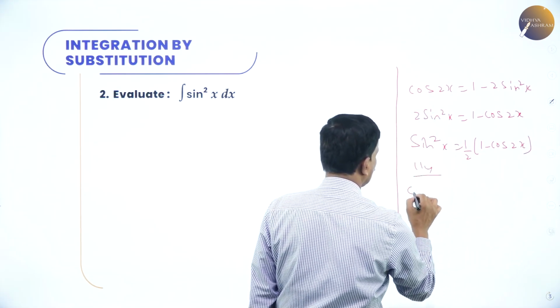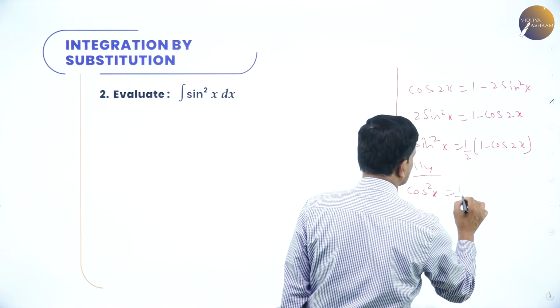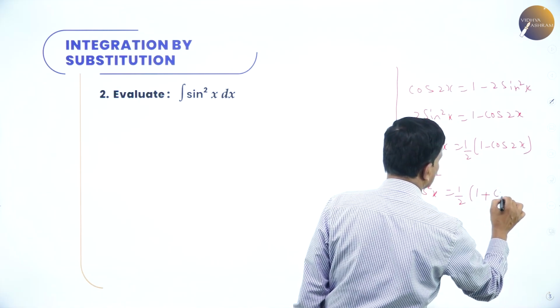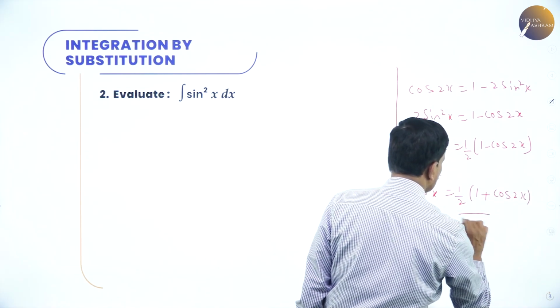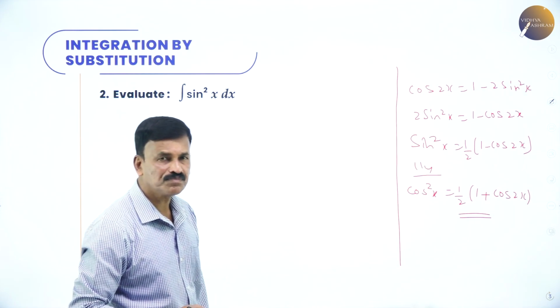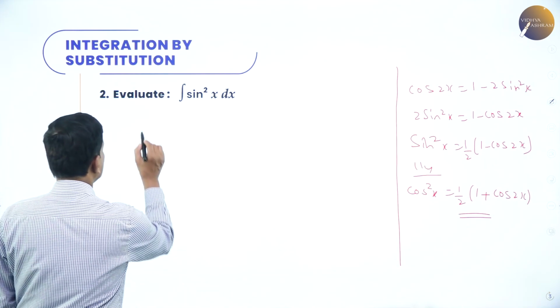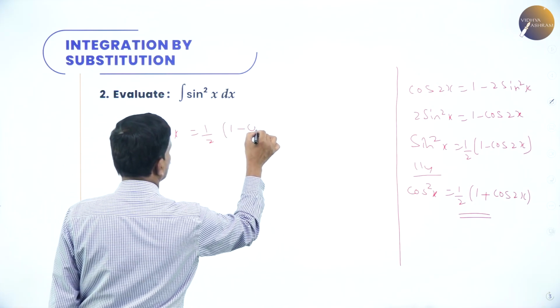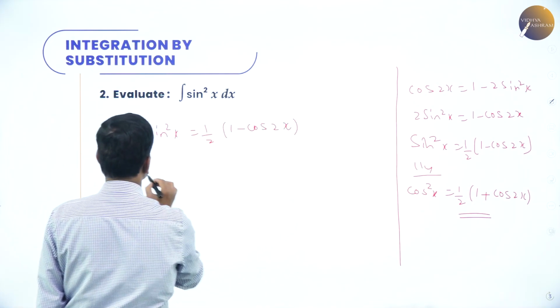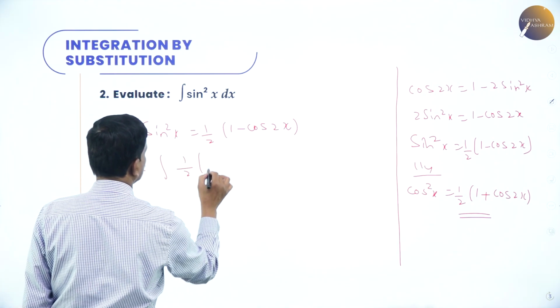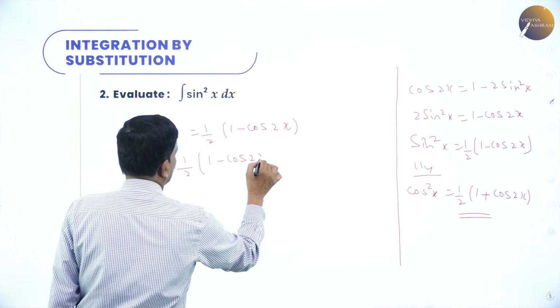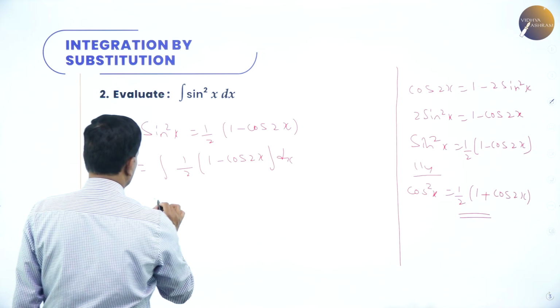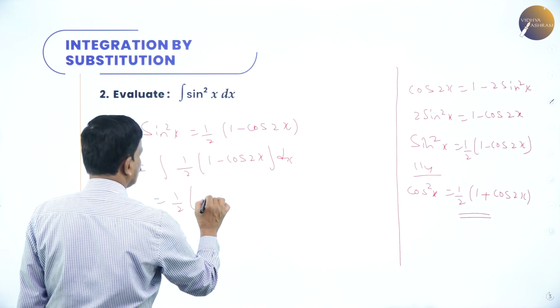Similarly, what is the formula for cos square x? Cos square x is equal to half into 1 plus cos 2x. These two formulas are very important. So for sine square x, what is the formula? Sine square x can be written as 1 by 2 into 1 minus cos 2x. Substitute here: integral 1 over 2 into 1 minus cos 2x dx. So 1 by 2 out, integrate it. Integration of dx is x.